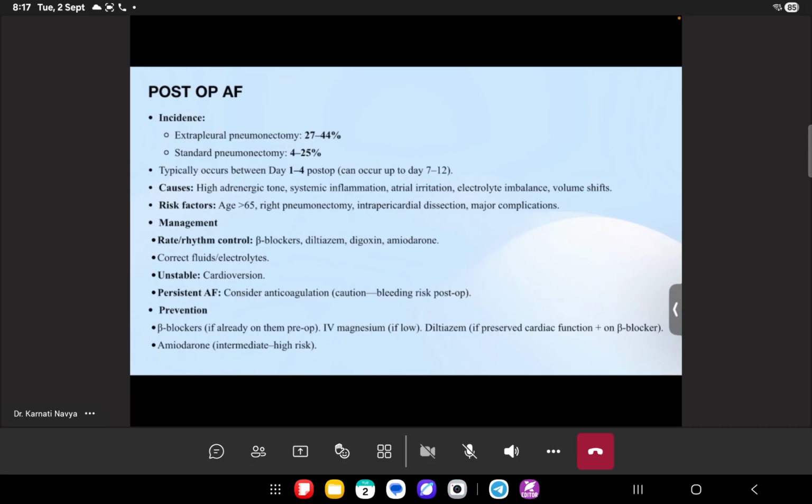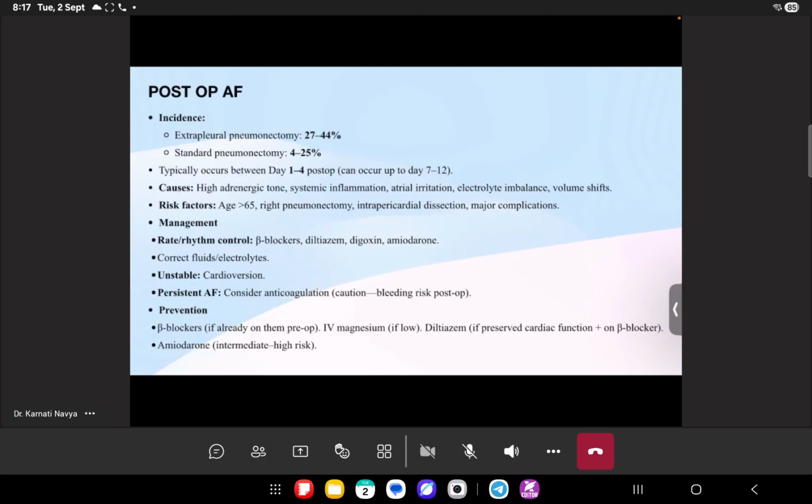Risk factors: age of more than 65, right pneumonectomy, intrapericardial dissection, and major complications. Management is by rate control or rhythm control with beta blockers, diltiazem, digoxin, amiodarone in the preoperative period and continuing it in the postoperative period. Correct the fluid or electrolyte imbalances. In patients with unstable atrial fibrillation, use cardioversion.